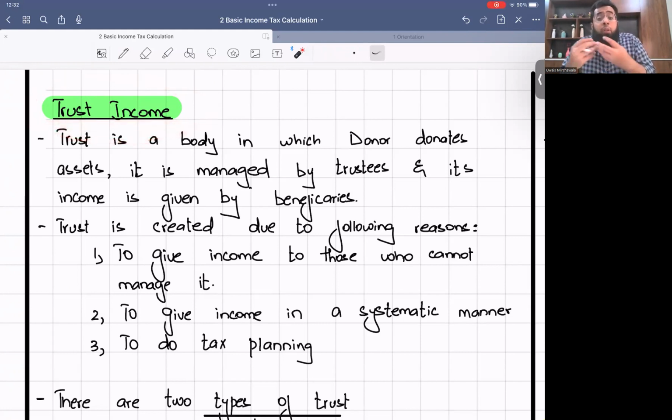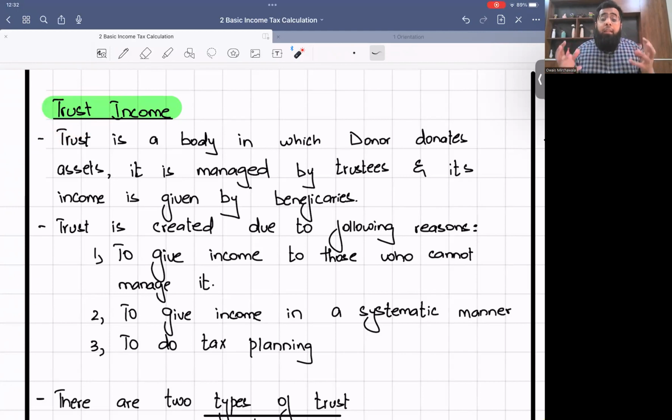Now, before talking about trust income, let me introduce the concept of trust. What is a trust? Let's first understand what a trust is, and then we'll talk about its income. Similar to real estate investment trust, first I taught you what a REIT is, and then we discussed the concept of income. So let's first talk about this word trust.